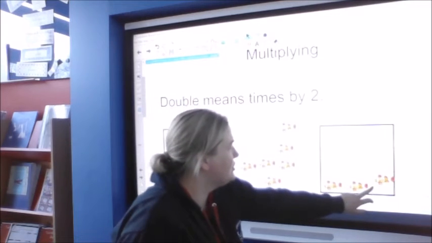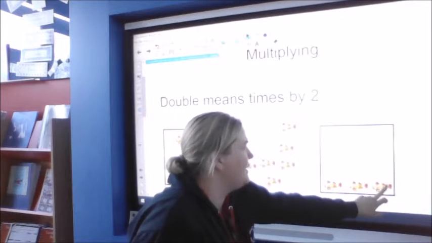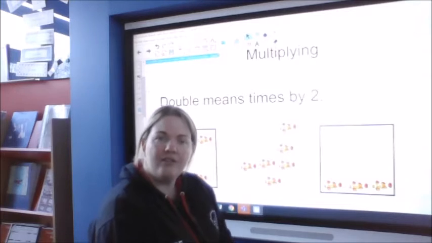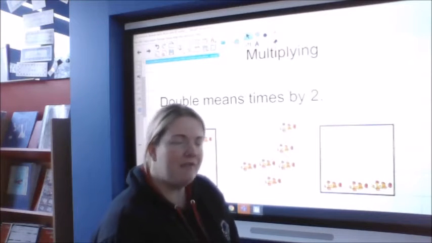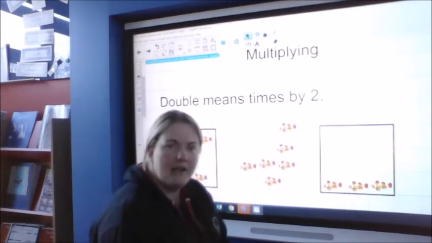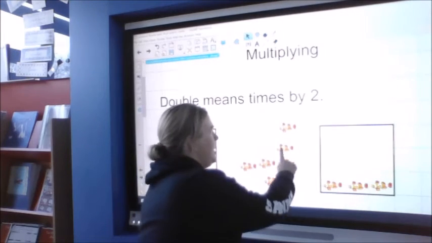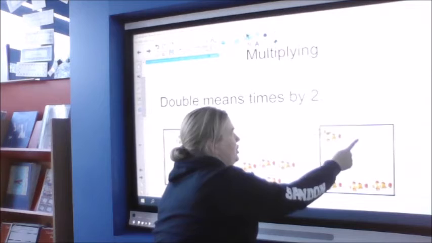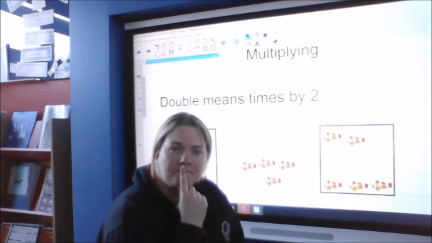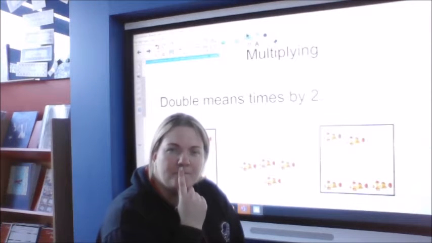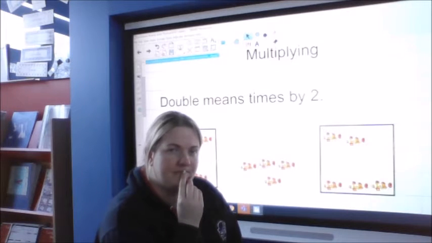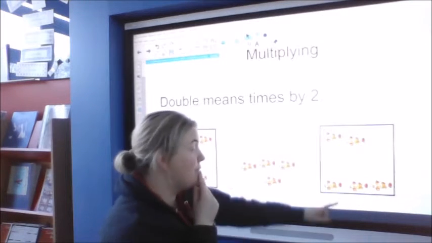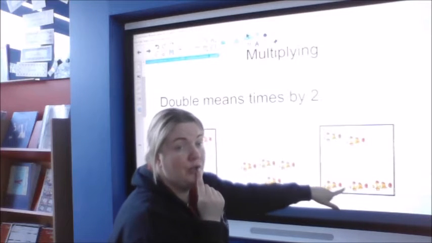I've got 1, 2, 3 fish in this box. 3 fish. Now I would like to double 3. So if I am doubling 3, am I going to put 2 in there? Why not? Why am I not going to put 2 in there? That's right, because we're not doubling by 2 here, are we?